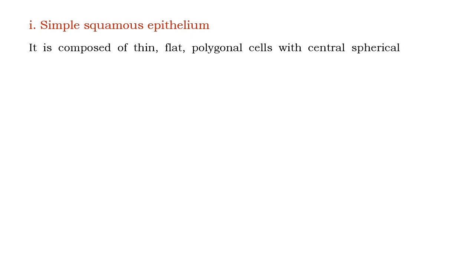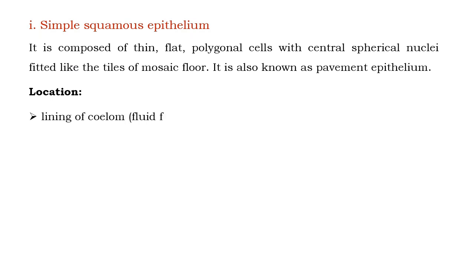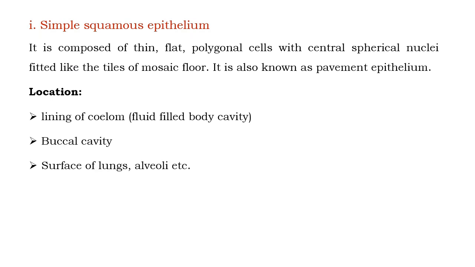Simple squamous epithelium. It is composed of thin, flat, polygonal cells with central spherical nuclei, fitted like the tiles of a mosaic floor. It is also known as pavement epithelium. Location: it is found in the lining of the coelom, fluid-filled body cavity, buccal cavity, surface of lungs, alveoli, etc. Functions: covering, secretion, absorption, excretion, etc.